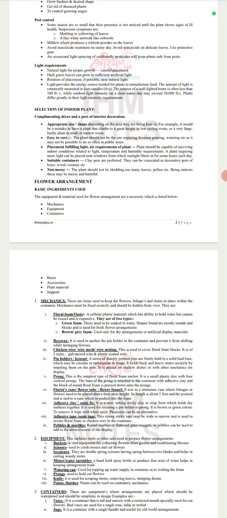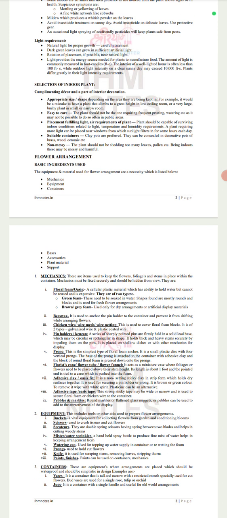There are floral foam blocks, a cellular plastic material which has the ability to hold water but cannot be reused, and is expensive. There are two types: green foam, which needs to be soaked in water and is mostly found in round and block shapes, used for fresh flower arrangement. Brown foam is used only for dry arrangement and artificial display material.